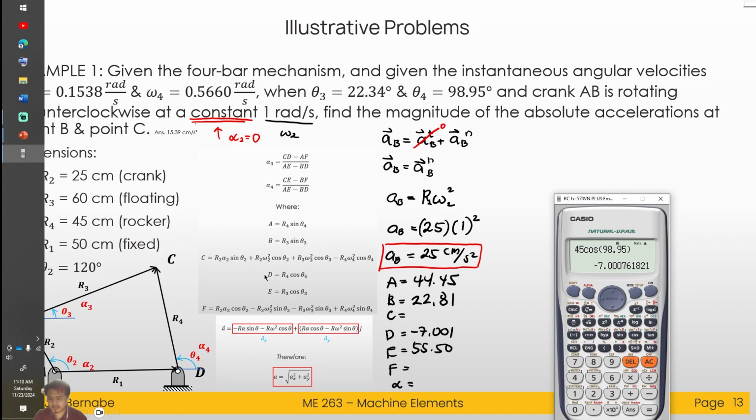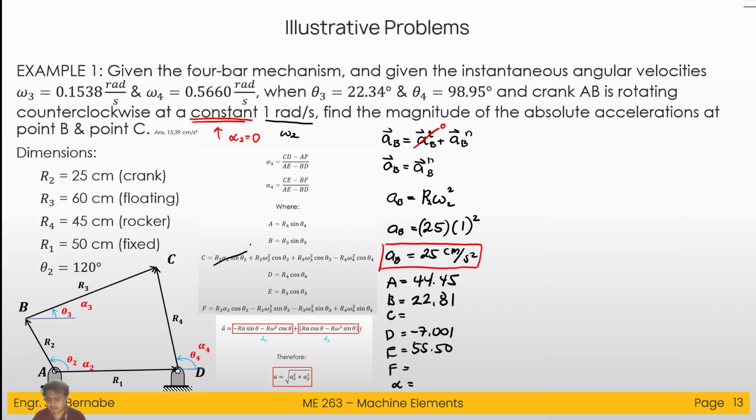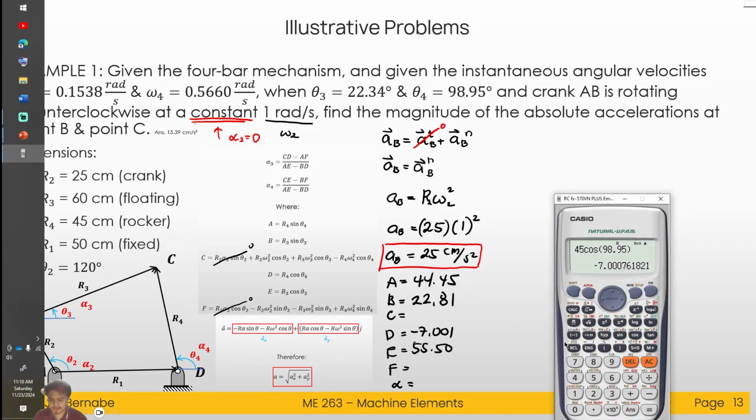In here we know that alpha 2 is 0, so this will be just 0, and also this one. So we just have to start here. We only have three terms. So for this one, R2 omega 2 squared: R2 is 25, omega 2 is 1, so 1 squared, cosine theta 2, where theta 2 is 120. And then plus R3, so you have 60 times omega 3, which is 0.1538, squared, and then you have cosine theta 3.